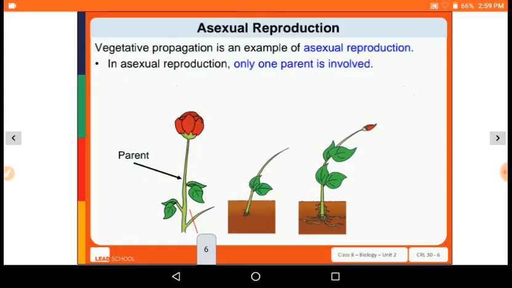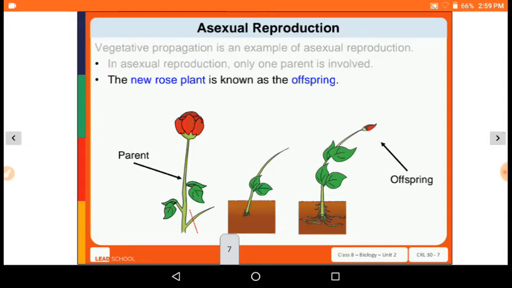Now vegetative propagation is an example of asexual reproduction. So the first type of reproduction is asexual reproduction, in which a new organism can be produced from a single parent. In asexual reproduction, only one parent is involved. The new rose plant is known as the offspring.